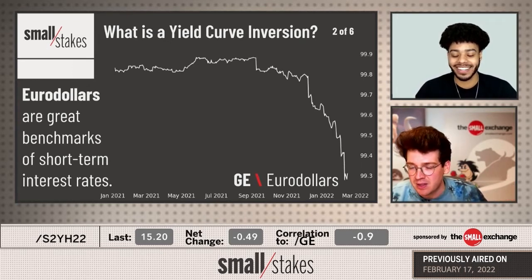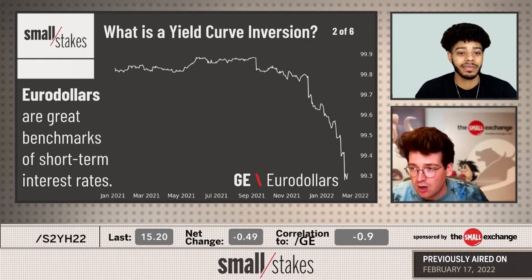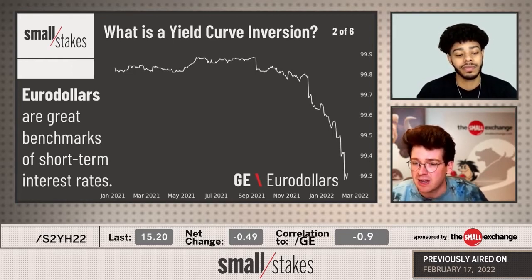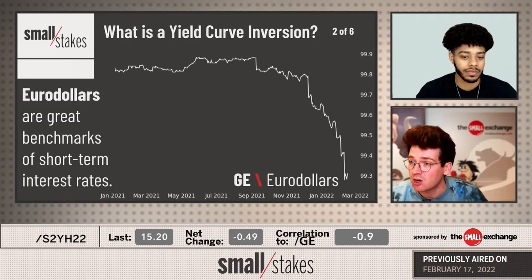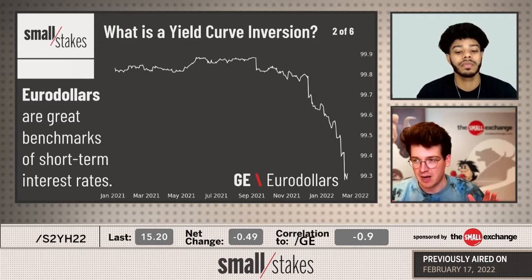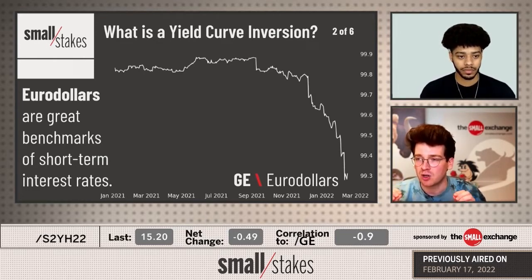Quick couple of things to get you over the hump here. Eurodollars pretty much have nothing to do with the euro or the dollar or foreign exchange. A lot of people ask what the difference is between GE and 6E, 6E being the euro future. They're very different; they're not in the same asset class. Think of Eurodollars as just being a benchmark for short-term interest rates.